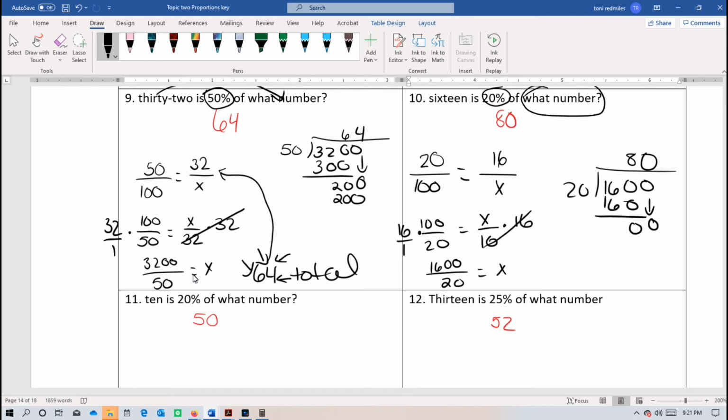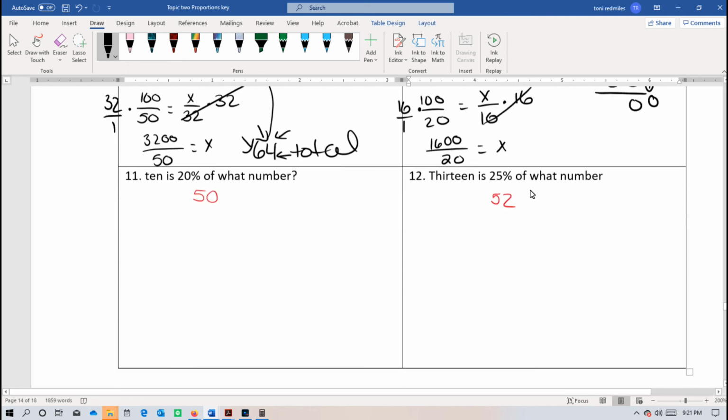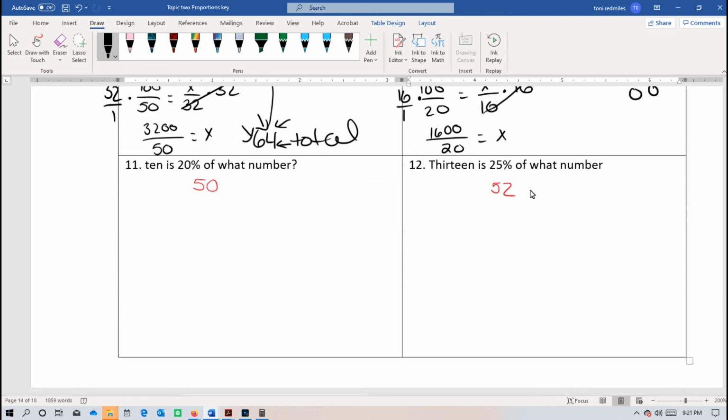And this makes sense, okay? 16 is less than half of 80, and 20 is less than half of 100%. So we're proportional, and that's what I really want you guys to see from doing these types of problems, is that proportional relationship. What's on this side has to mimic what is on this side. Okay, it has to be proportional. Follow the same proportionality rules.